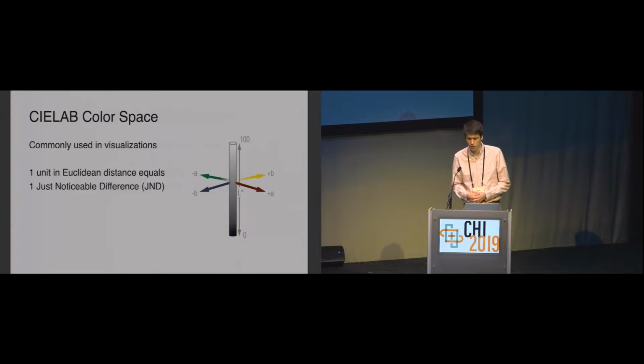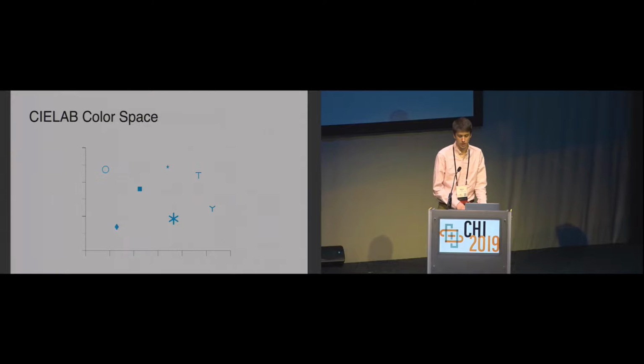Now, this point about 1 unit of Euclidean distance equating to 1 JND actually doesn't hold in practice, because CIELAB assumes specific conditions for comparing colors, like very large isolated marks. And that's just often not the case in visualizations. For example, here I've encoded a scatter plot using 7 different colors that are each separated by 1 Euclidean distance in this color space. Theoretically, we should be able to discern small differences in these colors that would equate to small differences in the data.